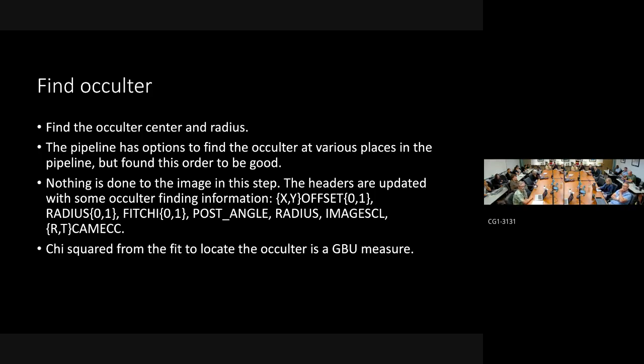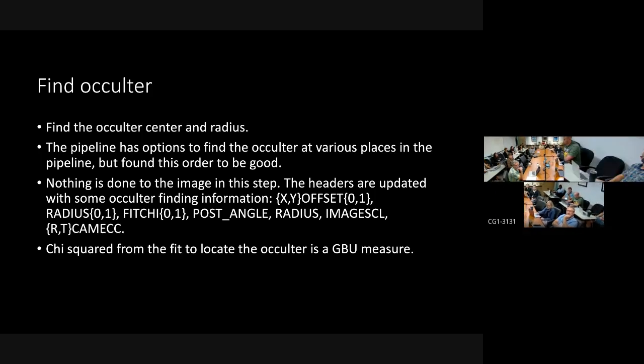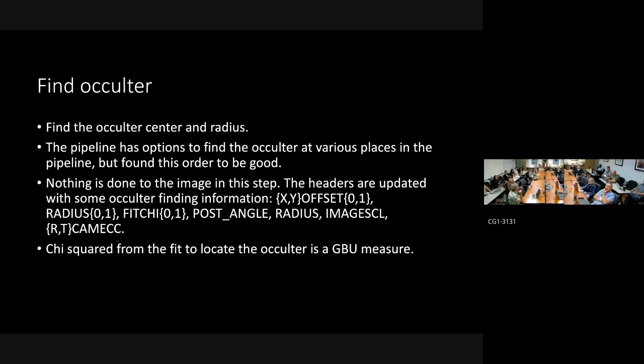Sorry. No problem. So at this step, we're trying to find the occulter. We have options in the pipeline that view this finding the occulter step at various places, kind of settled on this location. This finds the occulter, but it doesn't actually process the image in any way. It just records a bunch of information about the center and radius of the occulter. So that's what all these keywords are. The radius keyword in the primary fit center might be of interest to you because that's the radius of the occulter. And so that might be of interest when you're masking images or things like that.